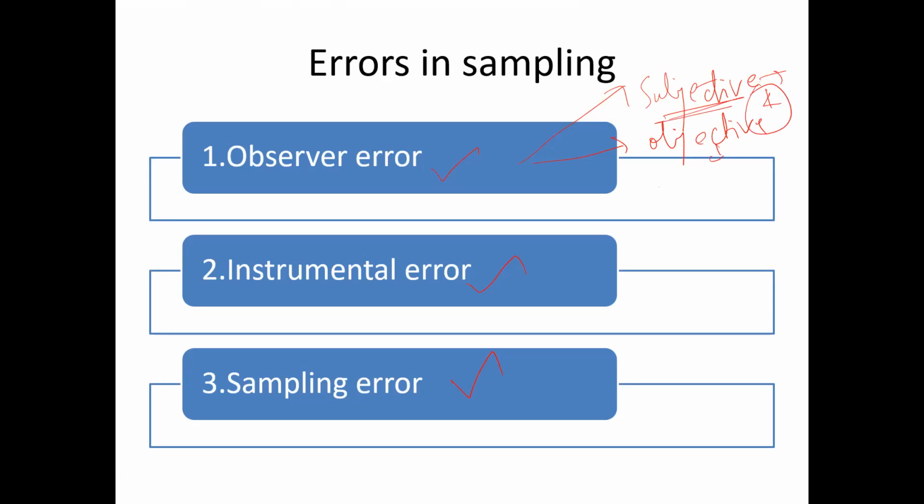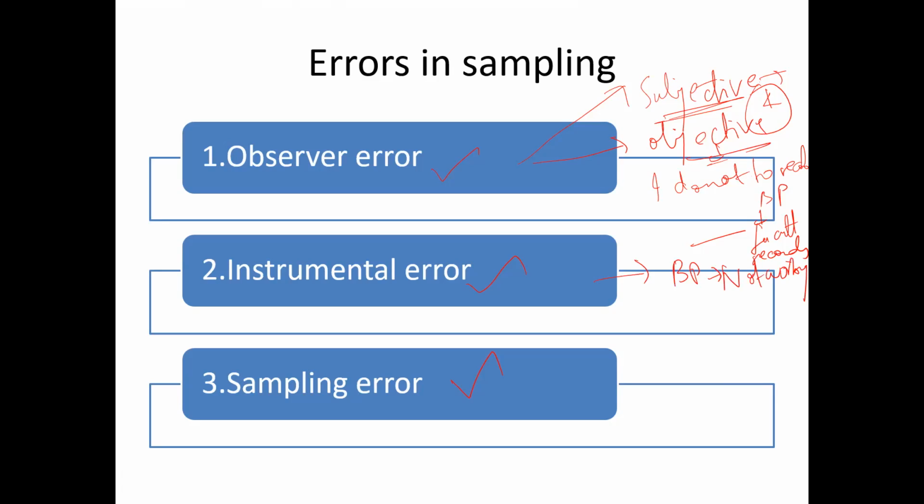Objective error is when I do not know how to record BP, but I record the BP. So faulty records get obtained. This is the objective error. Instrumental error is when the sphygmomanometer is not working, and the record from it is not proper. So that comes under instrumental error.